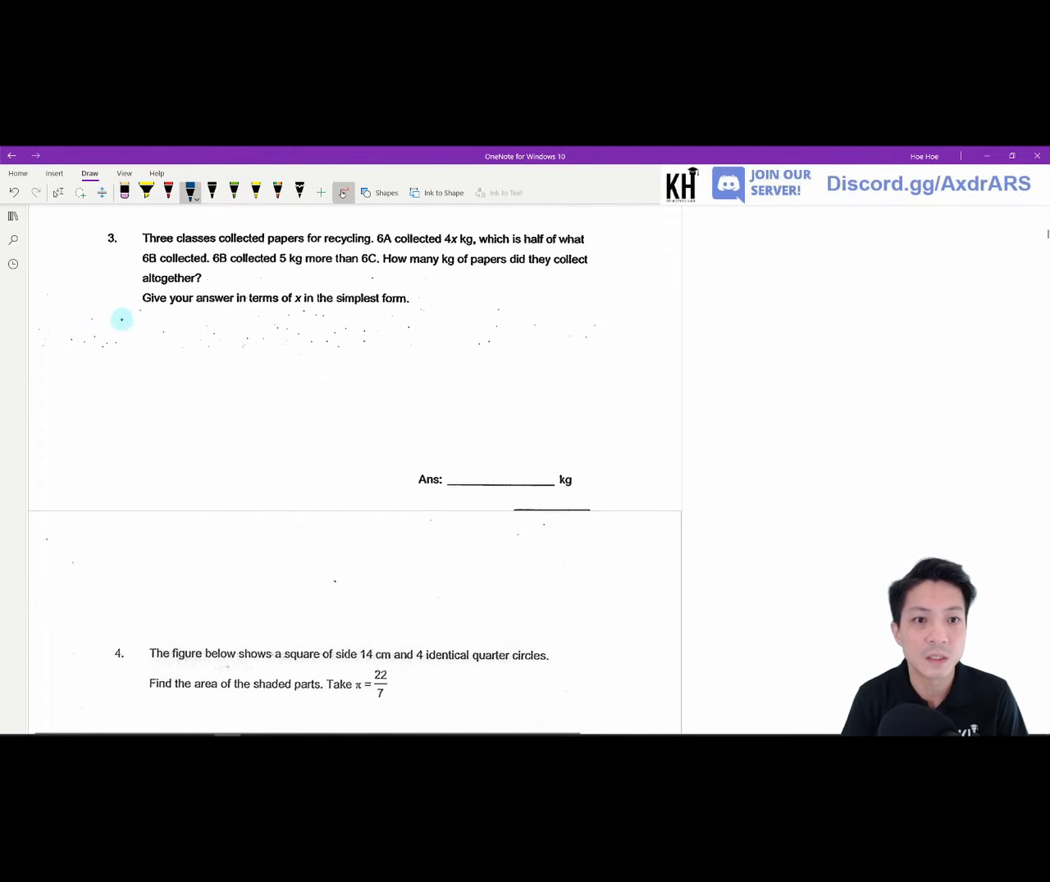So let's write down the classes. The first one is 6A. 6A collected 4x kg. This is half of what 6B collected, which means that 6B collected 8x. So what about 6C? 6B collected 5 kilograms more than 6C, which means that for 6C it should be 8x minus 5.